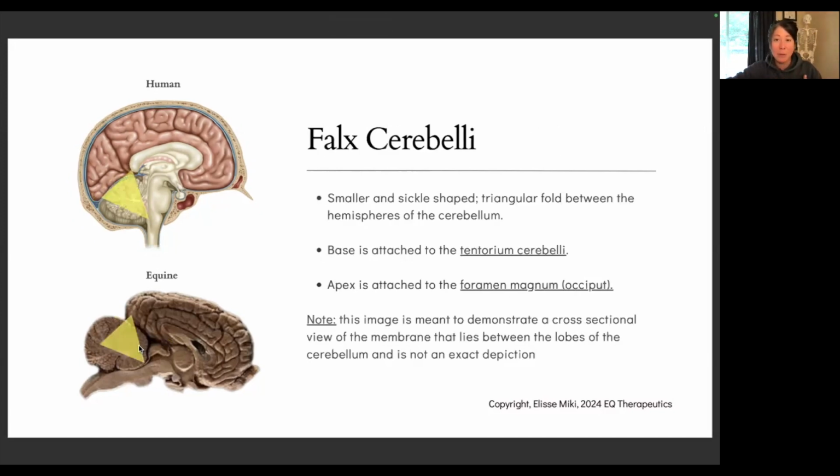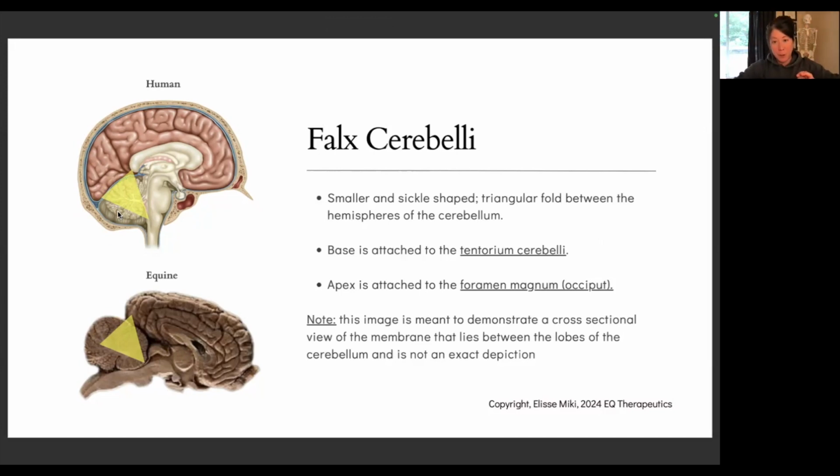And then lastly, we have our falx cerebelli. That's the little triangular fold that's going to go between the hemispheres of the cerebellum. Again, that will be located here. So our falx cerebelli is going to be triangular folds in this direction, our tentorium in this direction, and our falx cerebri in this direction.